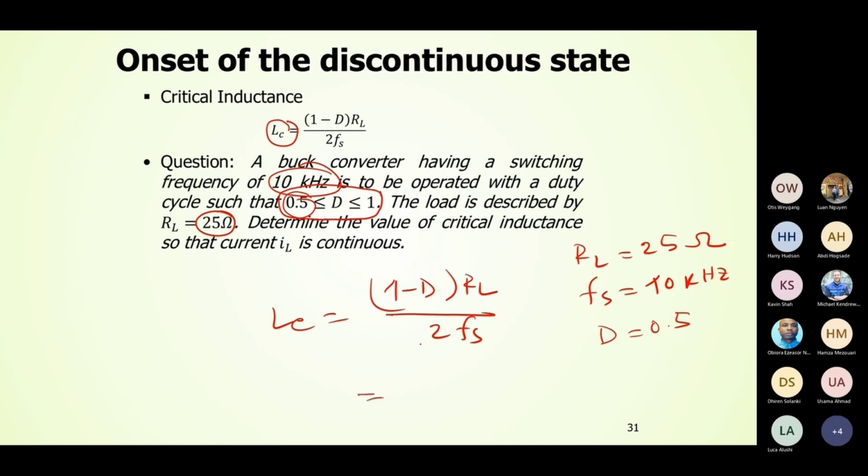Then by substituting these values, 1 minus 0.5, RL is 25 ohm divided by 2 times 10 kilohertz. You will find the value of your inductor. Any question about this math? No?